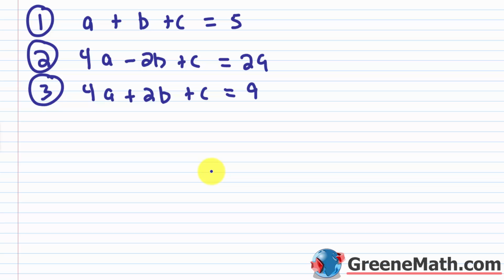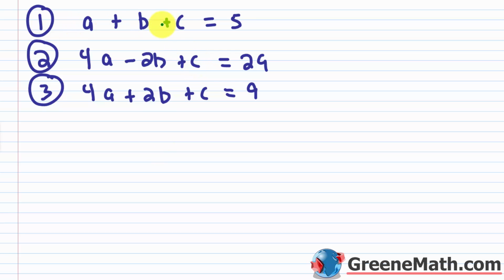And what I want to do, I'm going to look at equation 1 and 2. It's probably easiest here to eliminate c. So what I'm going to do is multiply equation 1 by -1, and then add that to equation 2. If I multiply equation 1 by -1, this is going to end up being a -c there, and then -c and +c are going to cancel.